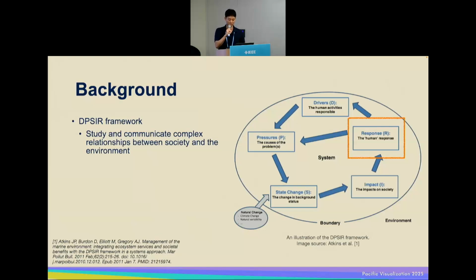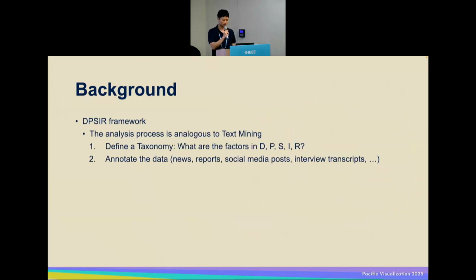Now, the essence of this work is that environmental scientists use this framework in a way that is analogous to text mining. They define a taxonomy, which describes the factors in each of the indicators of DPSIR. For example, they can say they only want to look at the usage of water and all the factors associated with it.